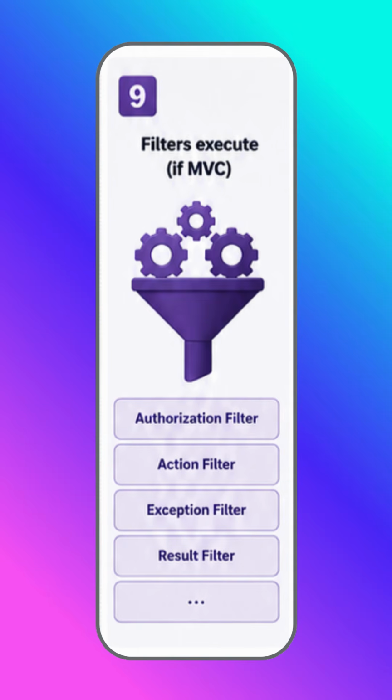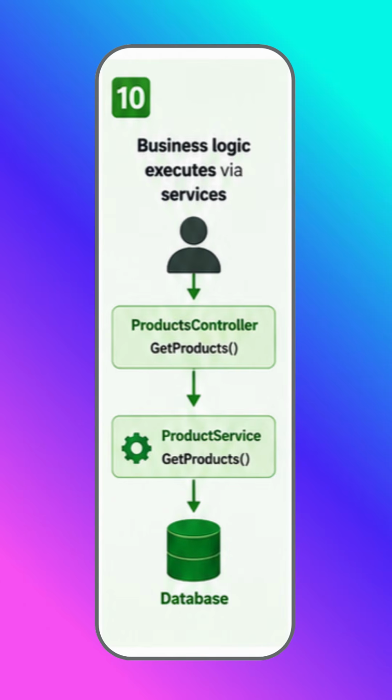9. Filters execute. MVC filters like authorization, action, and exception filters run before or after controller execution. 10. Business logic executes via services. The controller calls services and repositories to process application business logic.